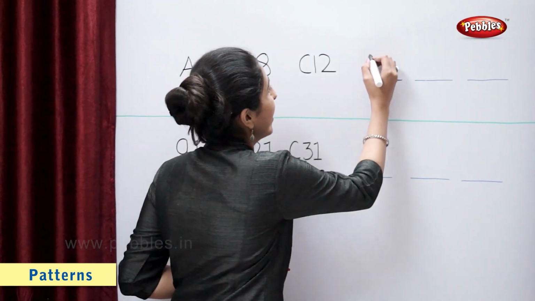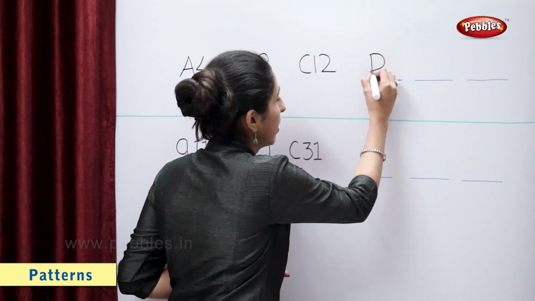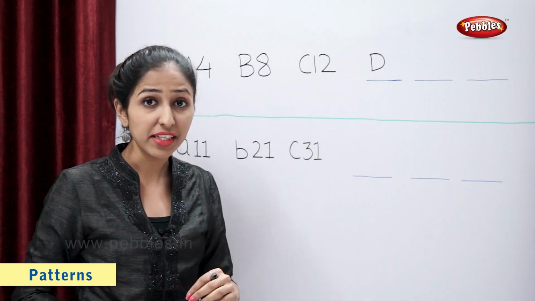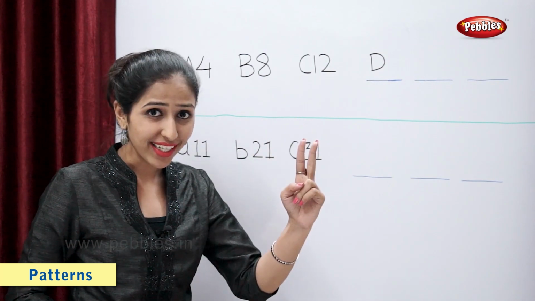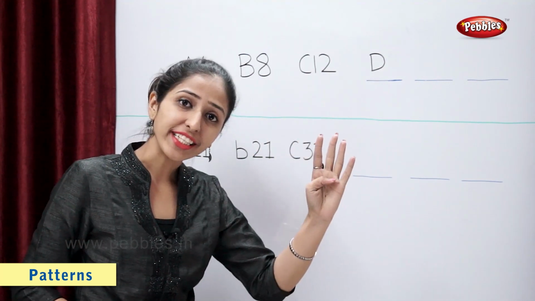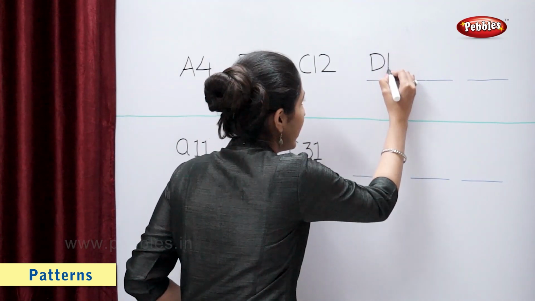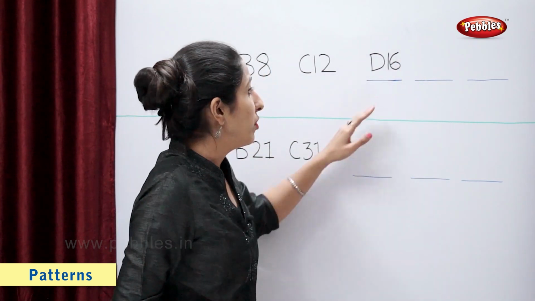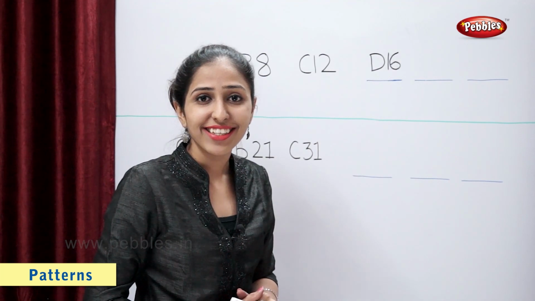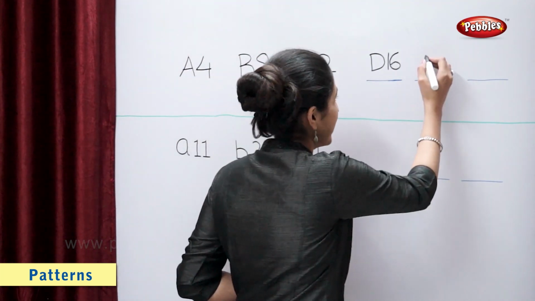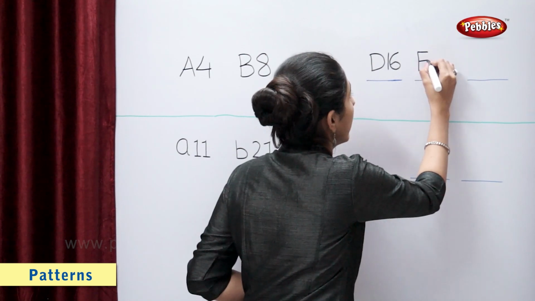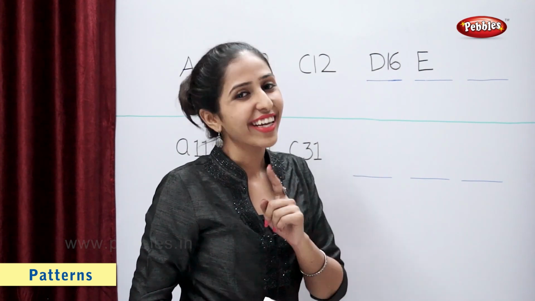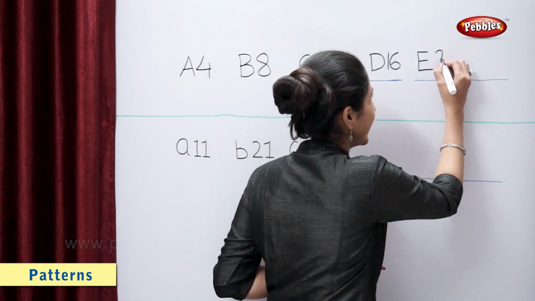Correct. Letter D. And how much is 12 plus 4? That is 13, 14, 15 and 16. So, our next number is 16. Now you tell me, which is next letter in the series? Correct. Letter E. And the number? Correct. Number 20.